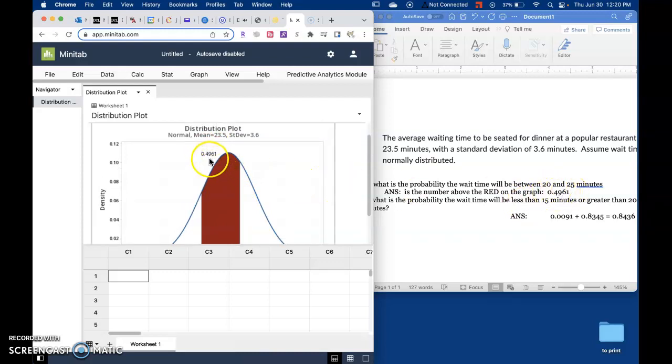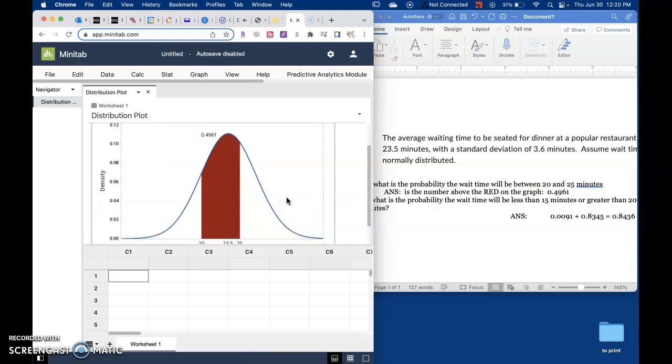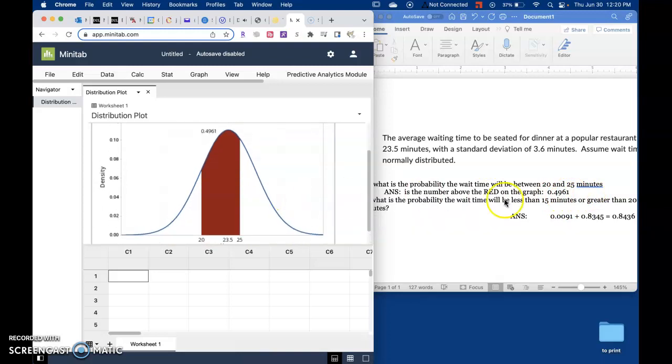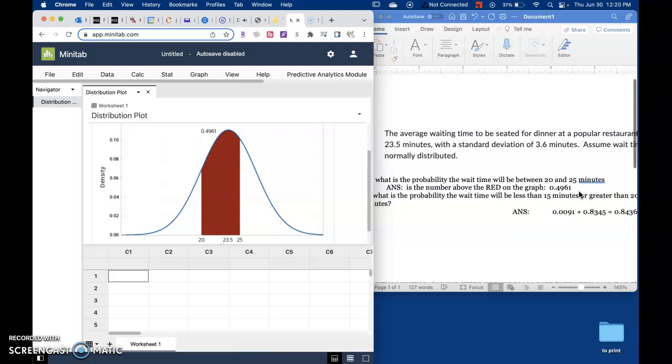And that's about 50% of the time, because remember, to change a decimal to a percent, it would be about 50% of the time. These problems don't ask for percents, they ask for probability, but I like to change it to a percent just because that makes more sense to me to talk about it. So 50% of the time, the wait time will be between 20 and 25 minutes. The probability is the answer, which is 0.4961.